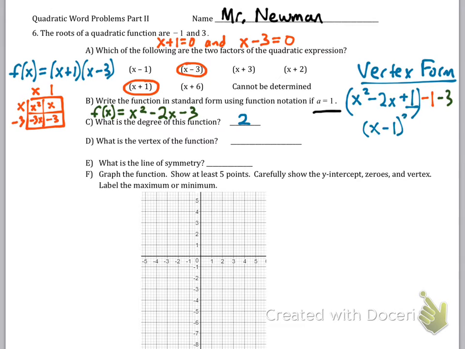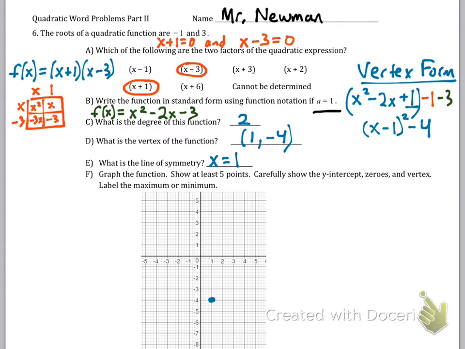So once I've got that to be x minus 1 quantity squared minus 4, that means our vertex is 1, -4. Now, what's the line of symmetry that always goes through the vertex? That's going to be x equals 1, a vertical line up and down, and I'll show you once we graph it what that looks like.